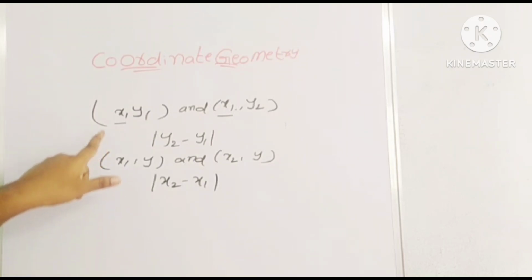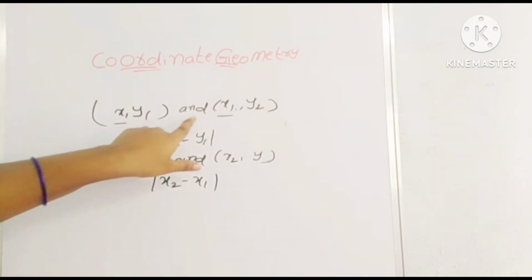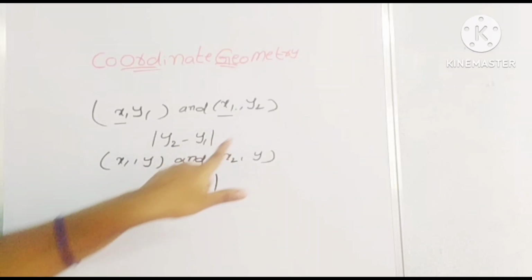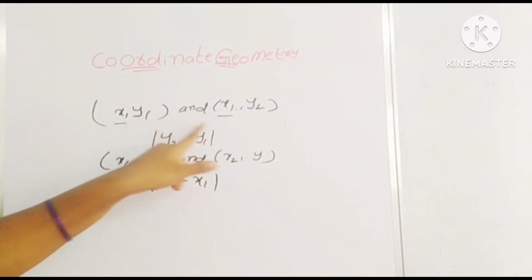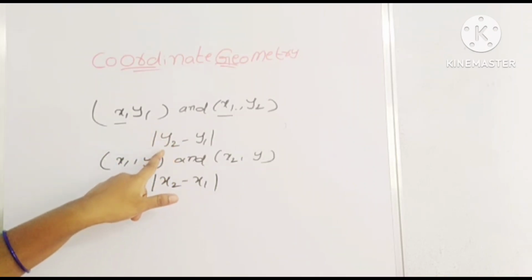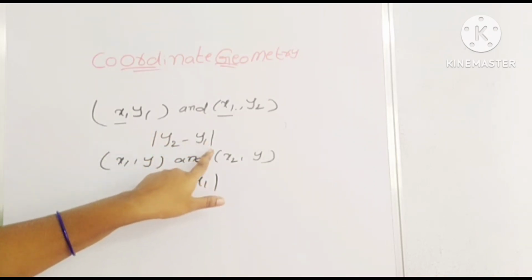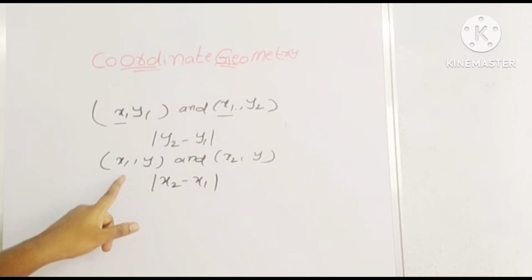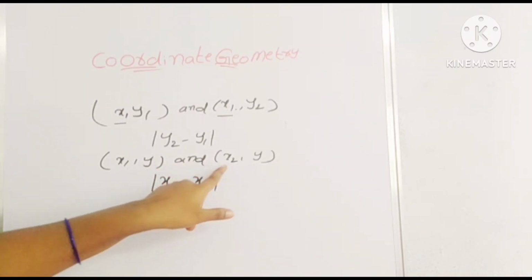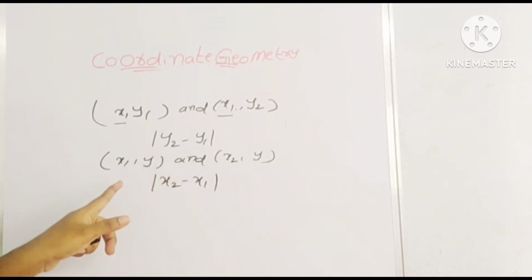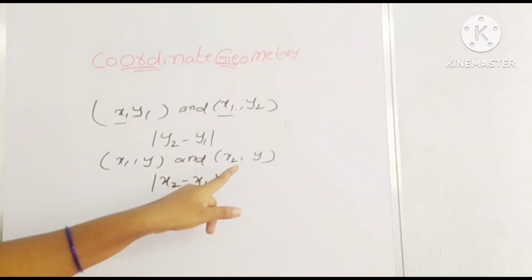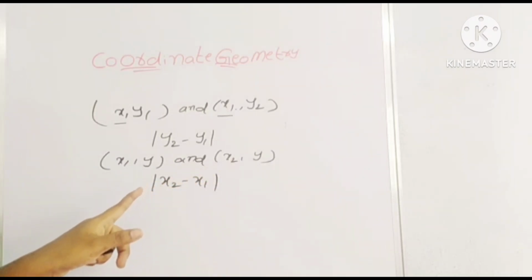The distance between the points x comma y1 and x comma y2, the line is parallel to the y-axis. The distance between those 2 points is y2 minus y1. And the distance between the points x1 comma y and x2 comma y, it is parallel to the x-axis. So modulus of x2 minus x1.